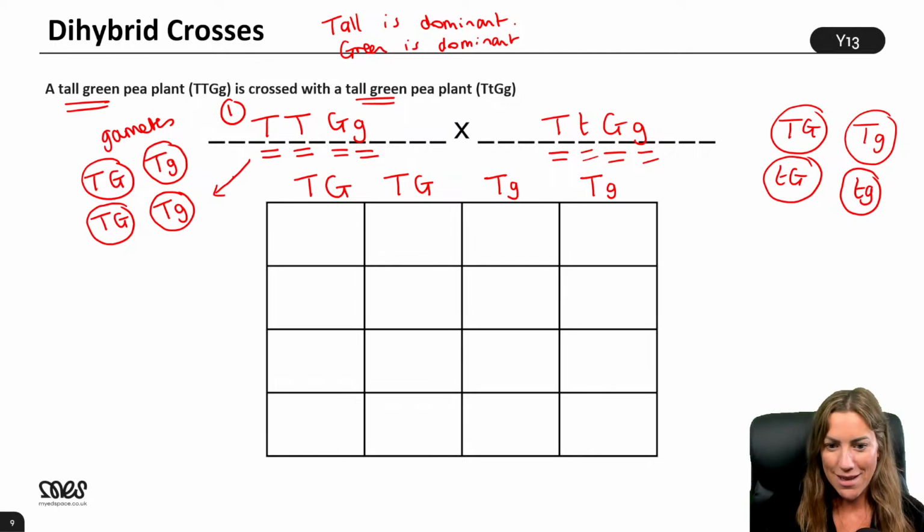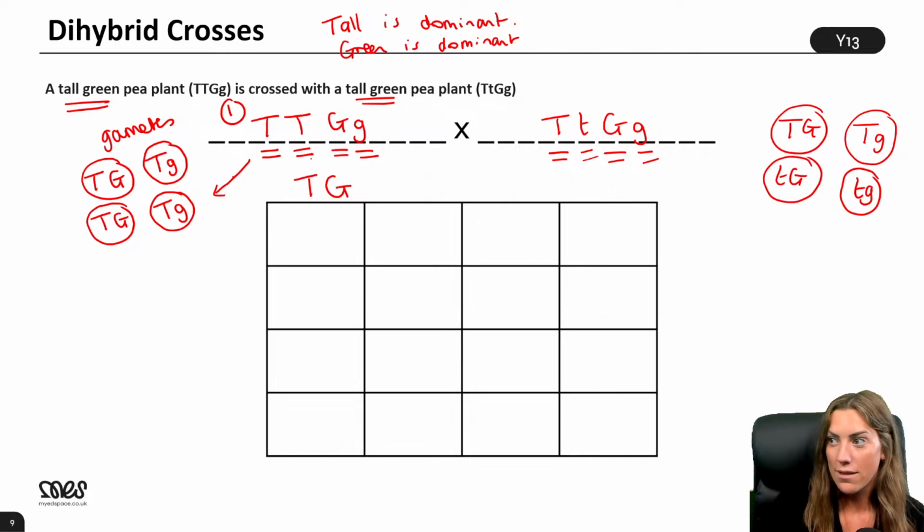Okay, is there any point in doing this? Param says no. Yeah, there's no point because look, these 2 gametes are the same and these 2 gametes are the same. So I'm just going to be repeating myself. So there's no point because I can see that 2 of the gametes are the same and 2 of the gametes are the same. I may as well just do this. Makes it much simpler for myself, okay?